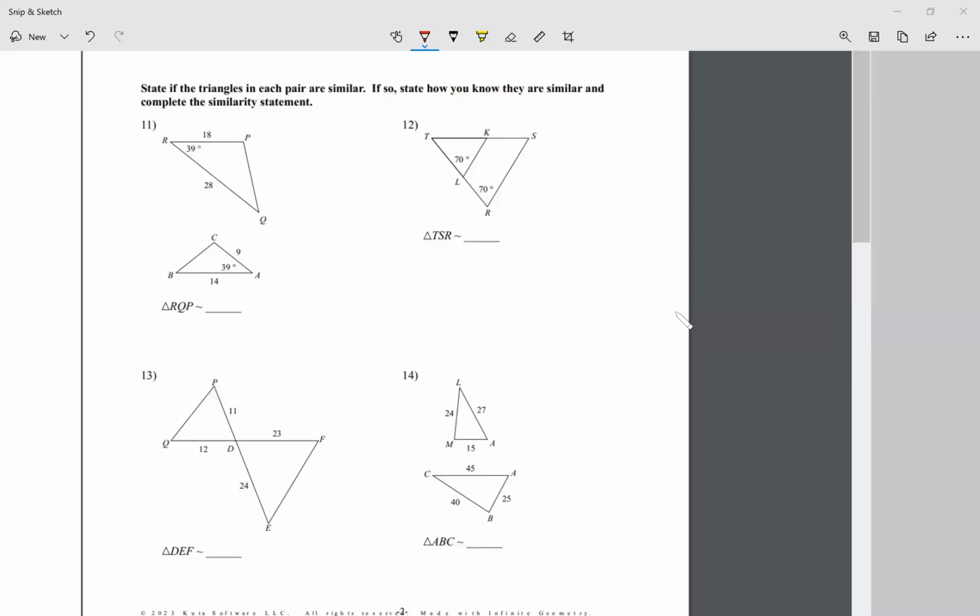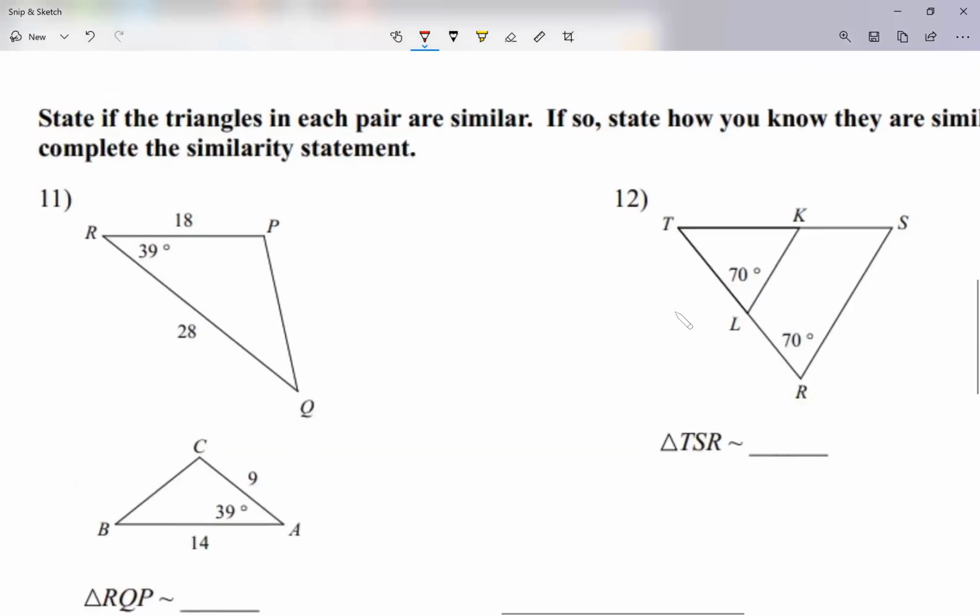Now, for similar triangles, we're going to be looking at whether the triangles are similar. I remember for congruency, we learned a few rules. Remember side, side, side and angle, side, angle. Now for similarity, it's asking to state if the triangles in each pair are similar.